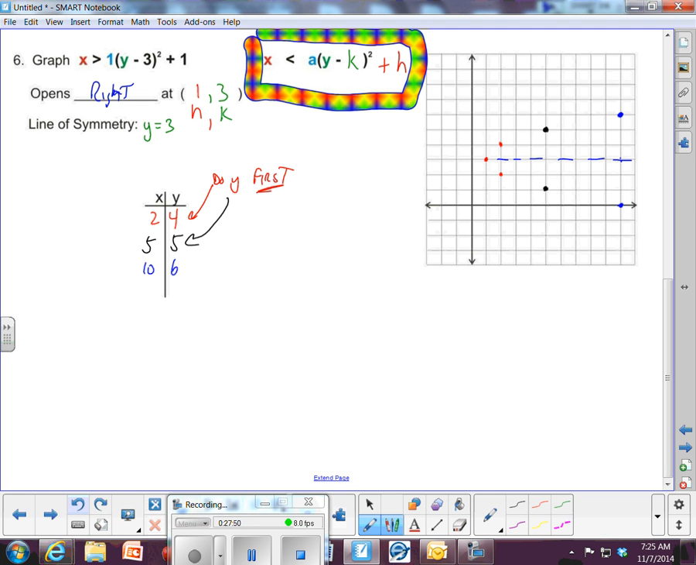Okay. What do I do? Dotted line or solid line? Dotted or solid? All right. Hopefully you say, hey, it's just greater than, it's not equal to. Got to be dotted because the points of the line are not included.